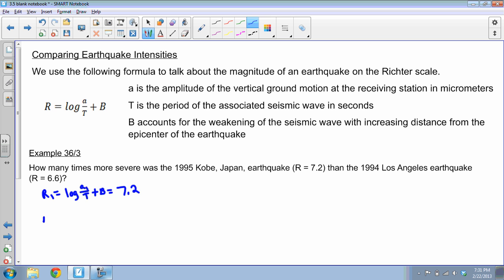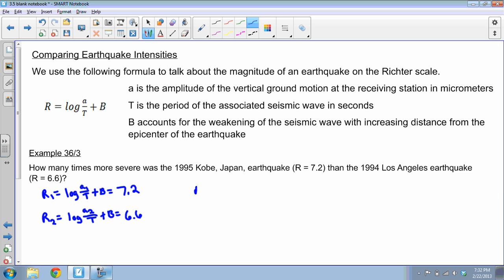And then we have a second formula for our second earthquake, where we would have a second amplitude over T. It's the same T, it's the same B, it's just our A that is different. And this time we get a Richter rating of 6.6. We want to know how many times more severe the one in Japan was than the one in Los Angeles, so we are going to subtract these.